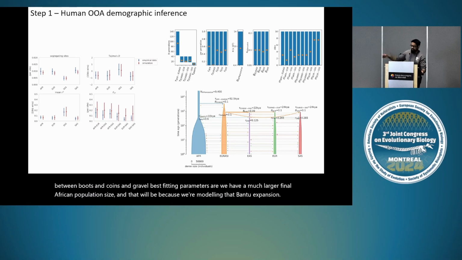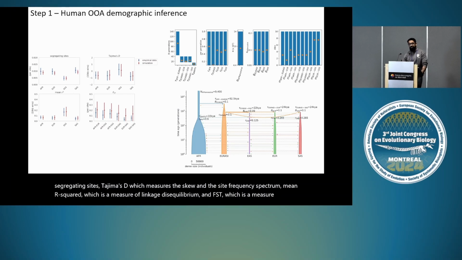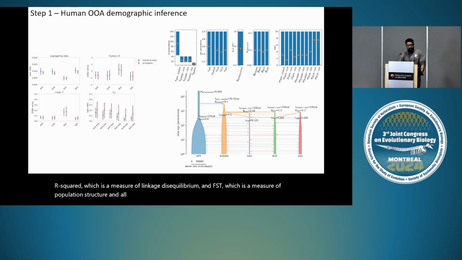And then on the left, we can see the fit of a number of summary statistics between our empirical and our simulated data for each of our populations. So we have the number of segregating sites, Tajima's D, which measures the skew in the site frequency spectrum, mean R squared, which is a measure of linkage disequilibrium, and FST, which is a measure of population structure. And all of those are for each of our 4 populations except FST, which is going to be between populations, of course.